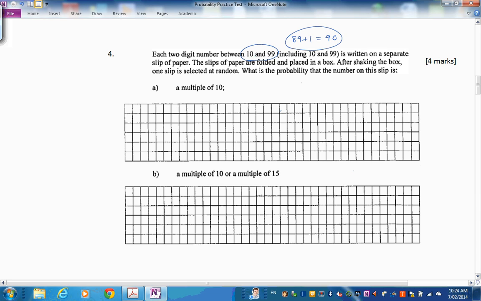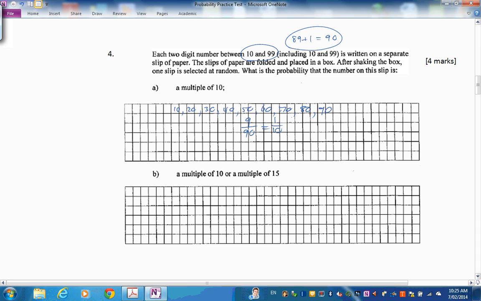What's a multiple of 10? 10, 20, 30, 40, 50, 60, 70, 80, 90. So there are actually 10 of them there. Okay, so, 9 of them there. So here we've got probability is 9 out of 90, or 1/10.